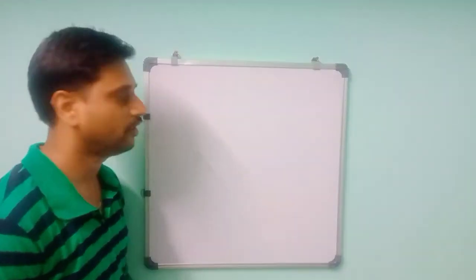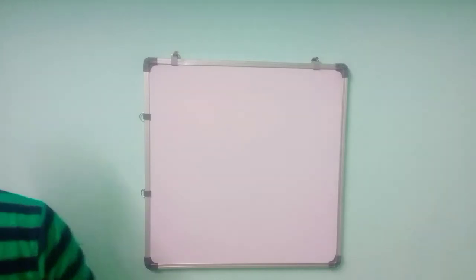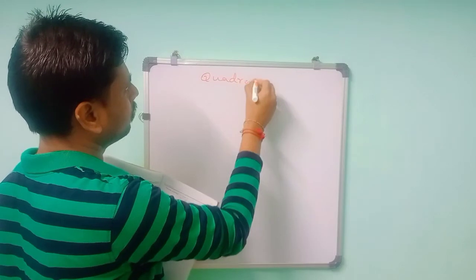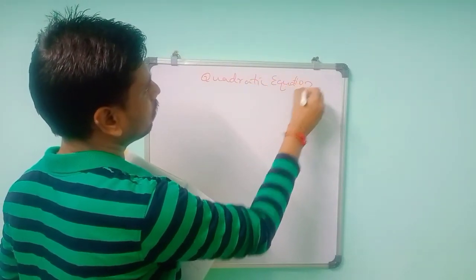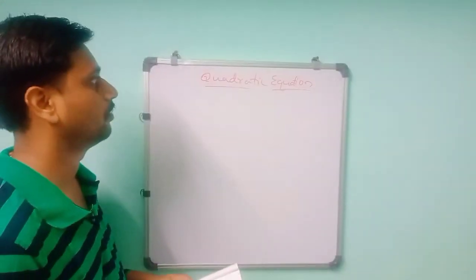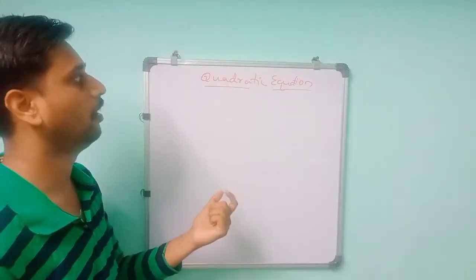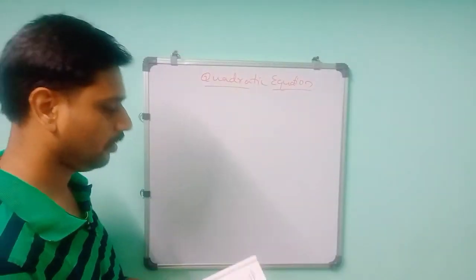Let's start the next chapter, that is quadratic equation. As you have studied in the second lesson, that is polynomials, quadratic means degree 2. So quadratic polynomial we learned. In that, the equation ax square plus bx plus c, this is the quadratic equation.